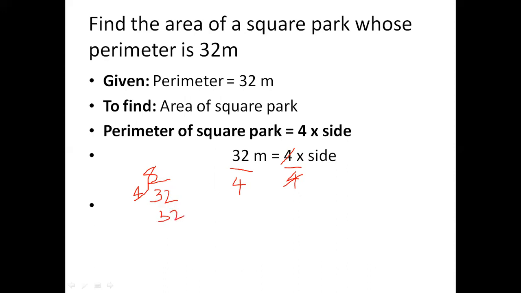So 32 and 32 will get cancelled, and we get the remainder 0. So 32 divided by 4 is equal to the side. So after that I get quotient as 8, so the answer will be 8 meters. Now we know the side, so we can easily substitute the sides in this problem.